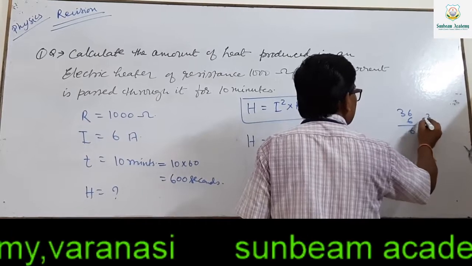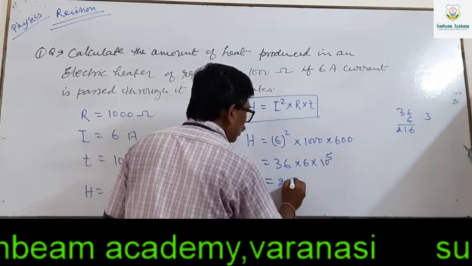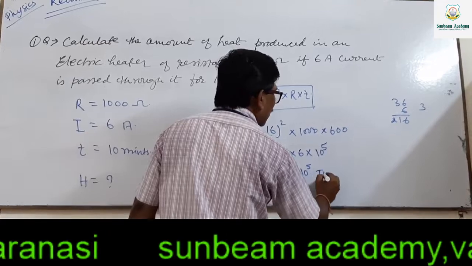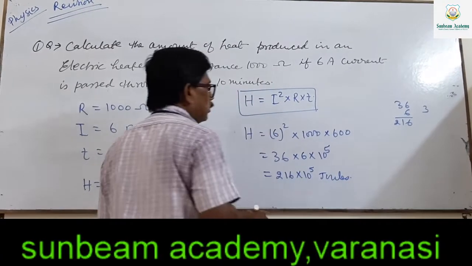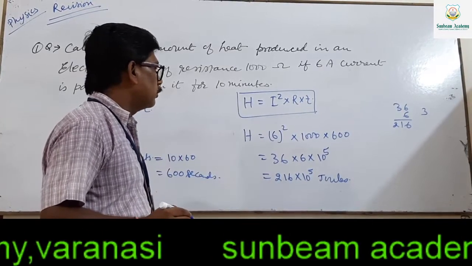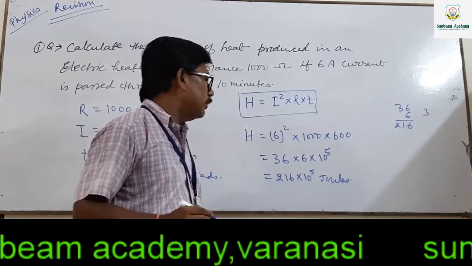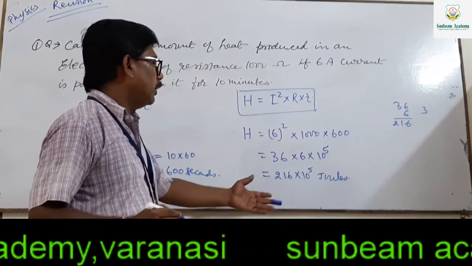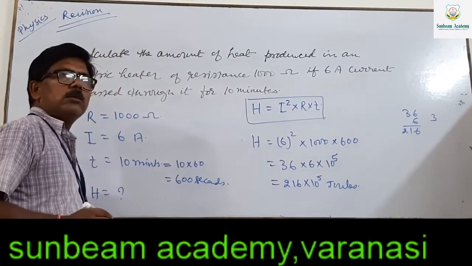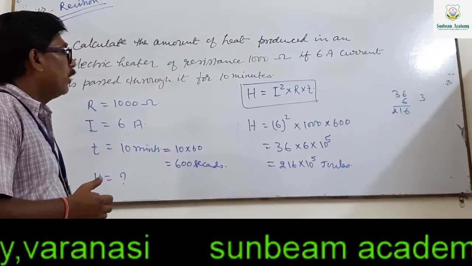36 × 3 × 18 × 33 is equal to 216 into 10 to the power 5. What will this be? Joules. If you want to convert it into kilojoules, you can also convert it by dividing by 1000. It will get that much kilojoule, or let it be here only. So heat produced is 216 into 10 to the power 5 joules.